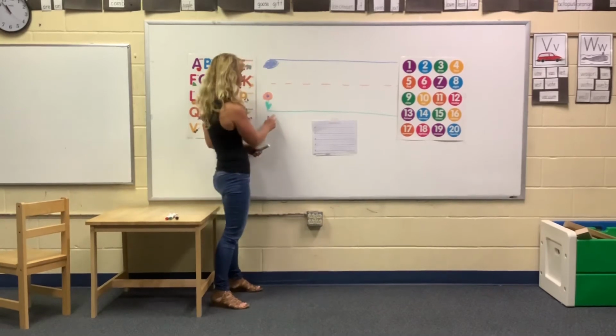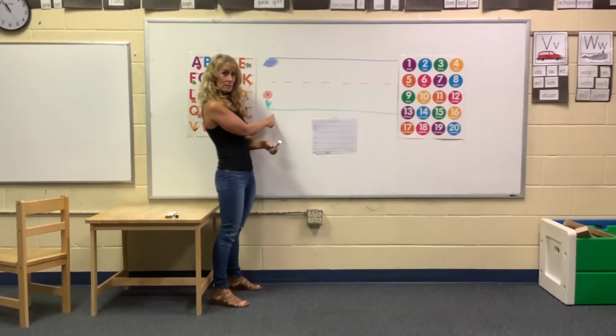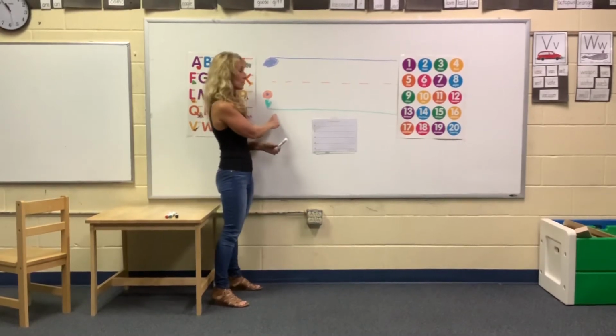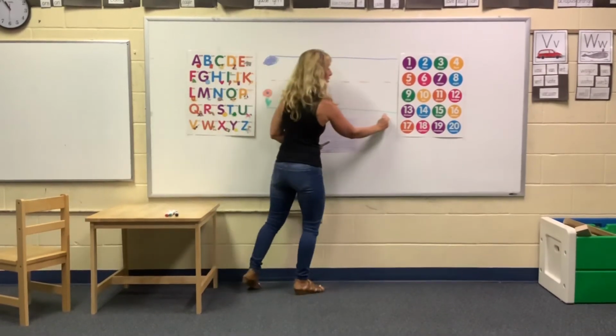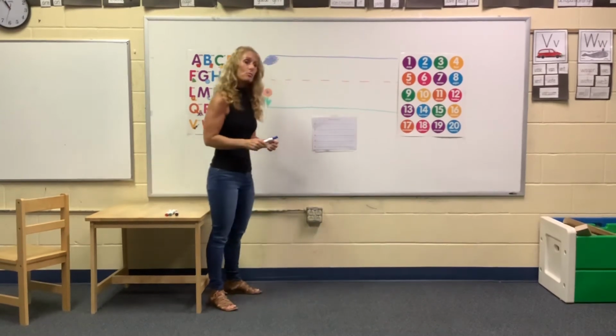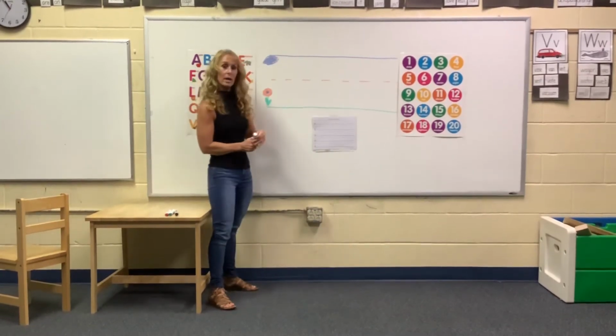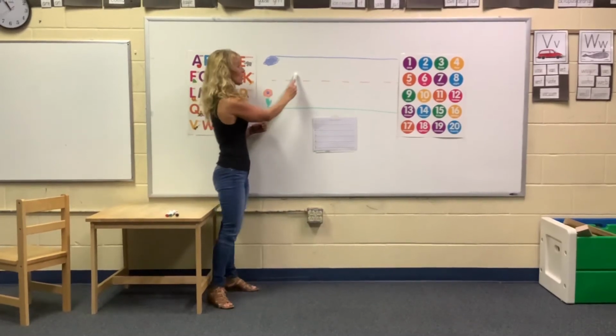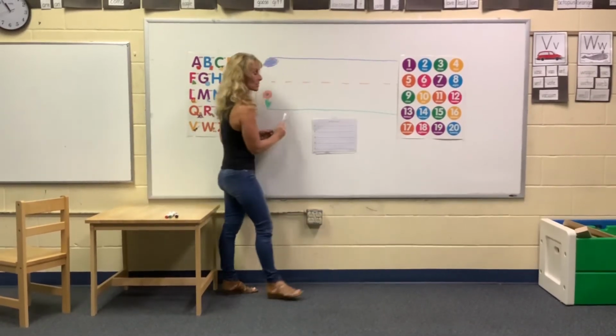And then this is called the bottom solid line. Because it's not at the top, it's not at the middle, it's at the bottom. So say it with me. Bottom solid line. You need to know those so you can know where to put your letter. I'm going to review one more time. Top solid line, middle broken line, and bottom solid line.